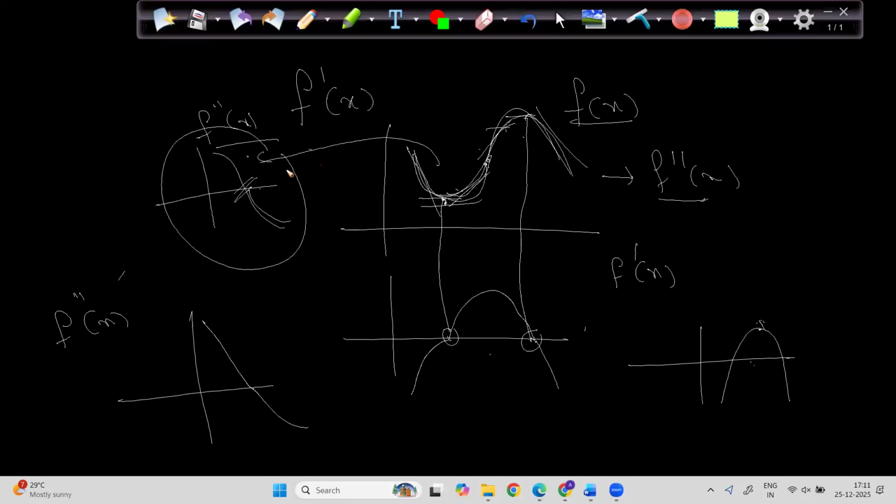You can draw f double dash x from f dash x. You can also draw f double dash x directly from f of x. If you want to draw f double dash x from f dash x, you need to see where f dash x is increasing and where f dash x is decreasing. If you want to draw f double dash x from f of x, you need to see where the function is concave up and concave down. Have 100% clarity the way I'm speaking with you right now. That clarity should be there.